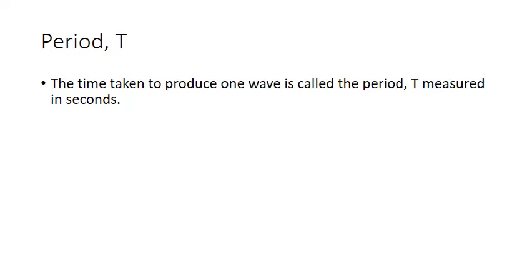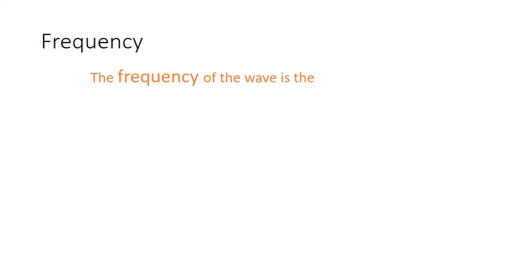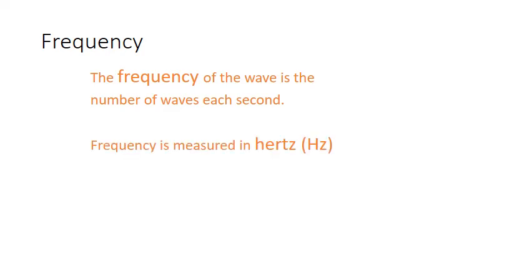We have the period of a wave. The period of a wave is the time taken for one wave to be produced. Period has the letter T, capital T, and is measured in seconds. Frequency of a wave is the number of waves each second, and is measured in hertz, which is abbreviated with Hz. The abbreviation for frequency is F. Frequency just means per second.